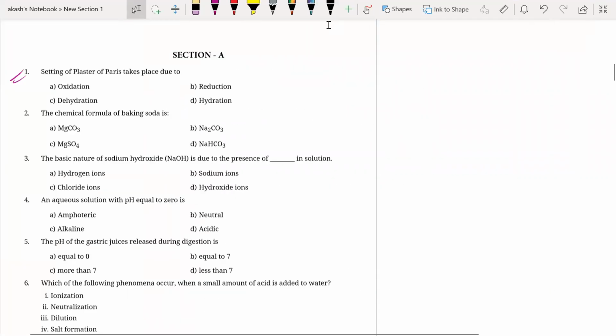So yeah, what will be the guess for the first question? Sir, I had written it as hydration. Hydration. Okay, see, what is the plaster of Paris formula? POP's formula is what? What is the formula for POP? What is the formula for plaster of Paris?